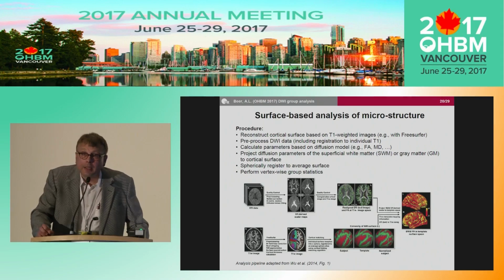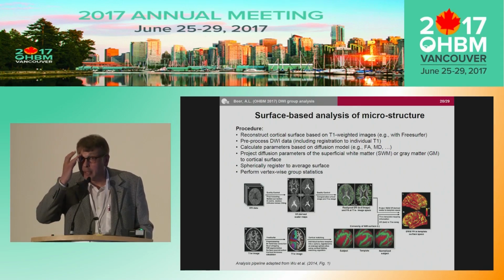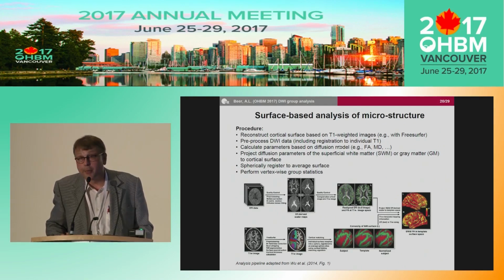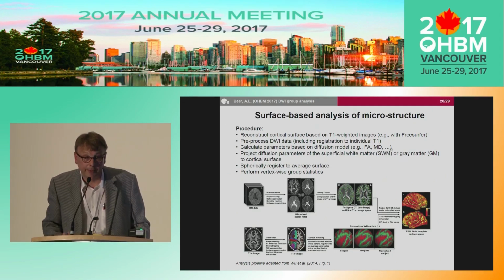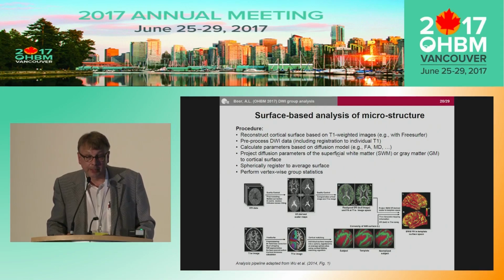Finally, I'd like to give you a few examples of how to apply this surface-based analysis for examining microstructure. Basically, instead of looking at the results of fiber tracking, you're looking at the results of certain diffusion parameters based on a diffusion model, fractional anisotropy, mean diffusion, and so forth. And you project these diffusion parameters of the white matter or the gray matter to the cortical surface.